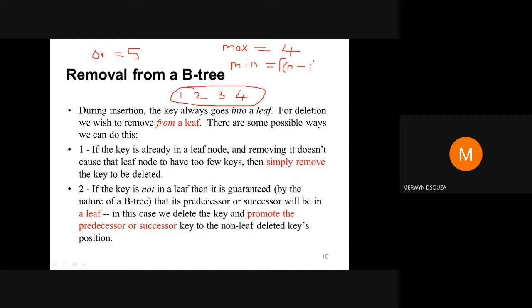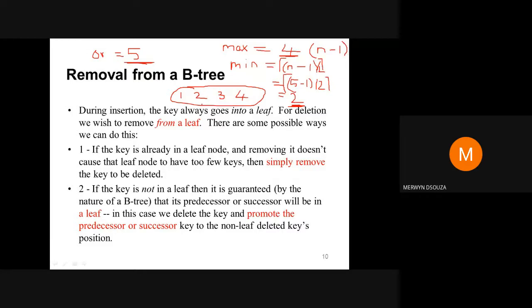So you apply it something like this: n minus 1 divided by 2. So it will be 5 minus 1 divided by 2. 5 minus 1 is 4, 4 divided by 2 is 2. So when you are having a B tree of order 5, the minimum number of keys that each node should have is 2. And the maximum number of keys that it can have is 4, which you get from the formula n minus 1.